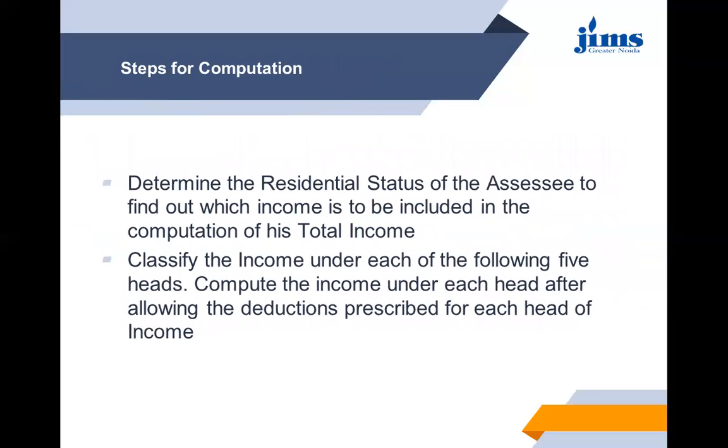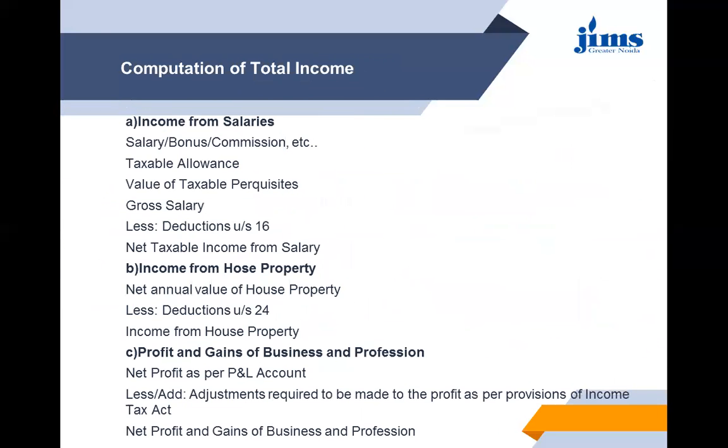Then what are the steps in the computation of total income? The steps in which the total income for any assessment year is determined are: number one, determine the residential status of the assessee to find out which income is to be included in the computation of his total income. Secondly, classify the income under each of the following five heads. Then compute the income under each head after allowing the deductions prescribed for each head of income. So this is the method of computing your total income.